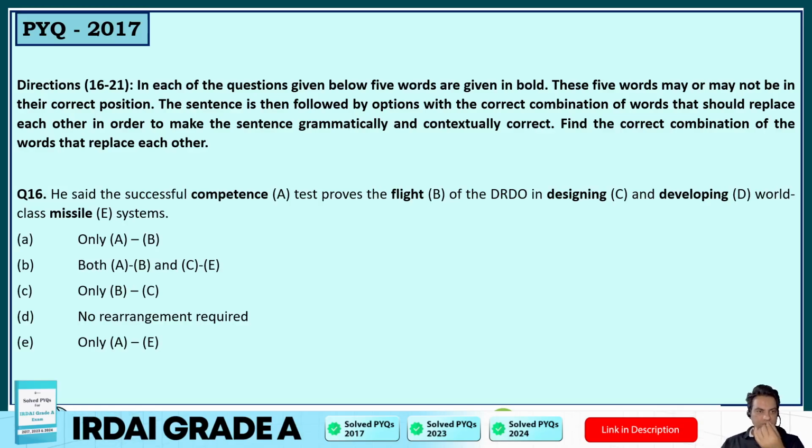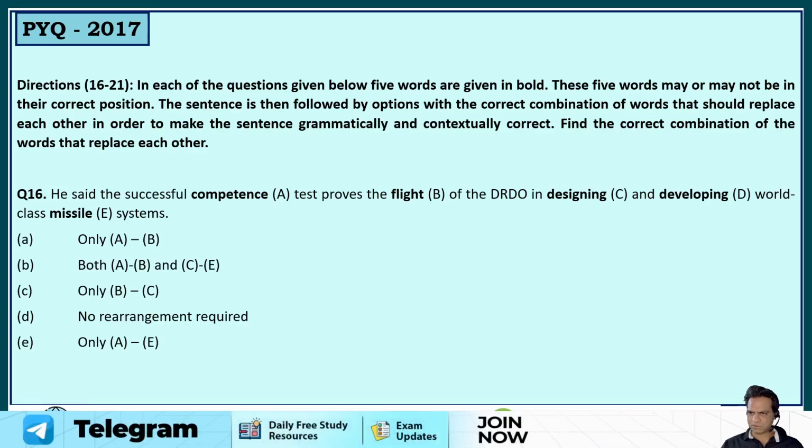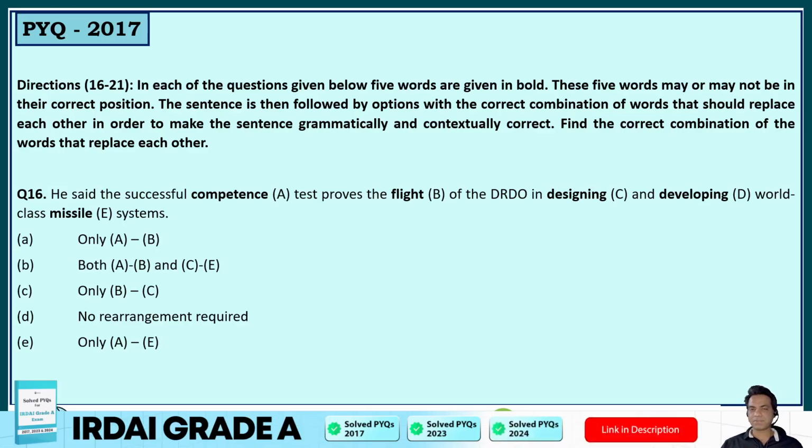Chaliye, let's move ahead. Now, in each of the questions given below, 5 words are given in bold. These 5 words may or may not be in the correct position. The sentence is then followed by options with the correct combination of words. So it's basically word reshuffle based questions. You are given 5 words as bold, A, B, C, D, E, and you have to find if any of the words needs reshuffling. So let's start the question, guys.